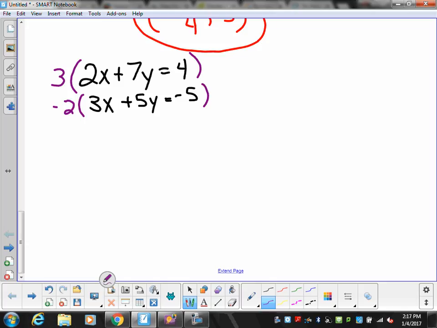Okay? So when I distribute, 3 times 2x is 6x, 3 times 7y is 21y, 3 times 4 is 12. And on this next one, negative 2 times 3x is negative 6x, negative 2 times 5y is a minus 10y, and negative 2 times negative 5 is a positive 10.